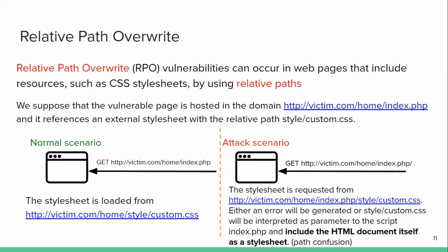However, if the URL contains a slash in the end, the web server will still return the same document, but to the browser, the URL will appear to designate a directory and the style sheet will be requested from victim.com/home/index.php/style/custom.css. In this case, the server may interpret style/custom.css as a parameter to the script index.php and return the HTML document as a style sheet.